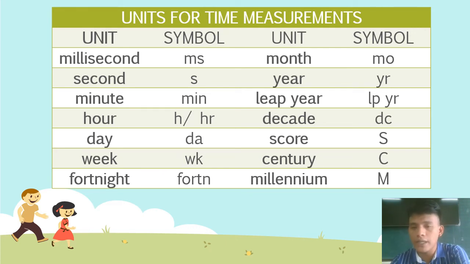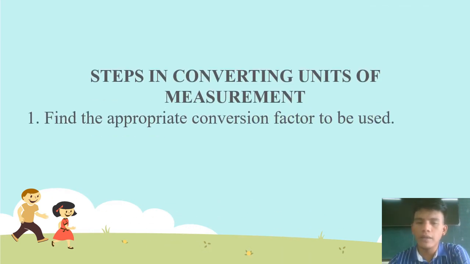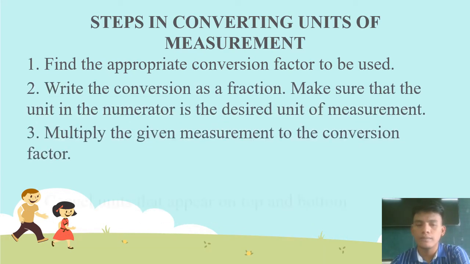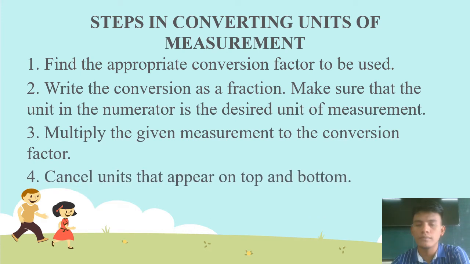So let's have an example. But we'll tackle first the steps. Same process. Try to read it in your mind, or I will just read it for you. 1. Find the appropriate conversion factor to be used. 2. Write the conversion as a fraction. Make sure that the unit in the numerator is the desired unit of measurement. Step 3. Multiply the given measurement to the conversion factor. Step 4. Cancel units that appear on top and bottom.